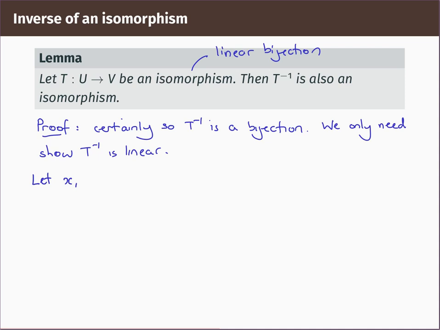So we'll let X and Y be elements of V. We need to show that T inverse of X plus Y is T inverse of X plus T inverse of Y. So we're going to do this using the fact that T is a bijection, so T is onto, and that means X and Y are both equal to T of something.